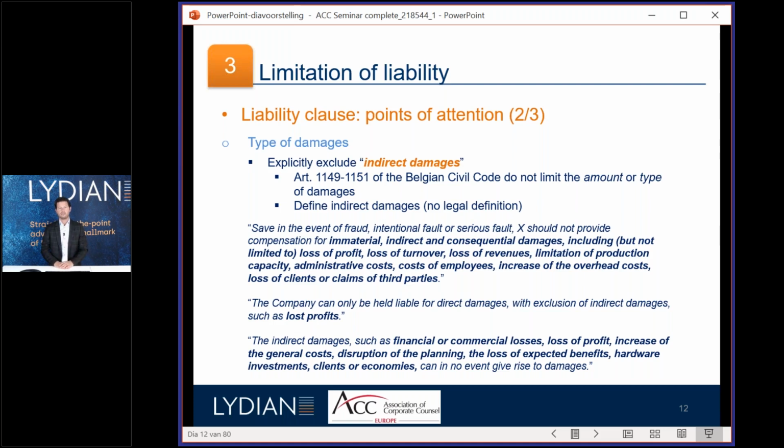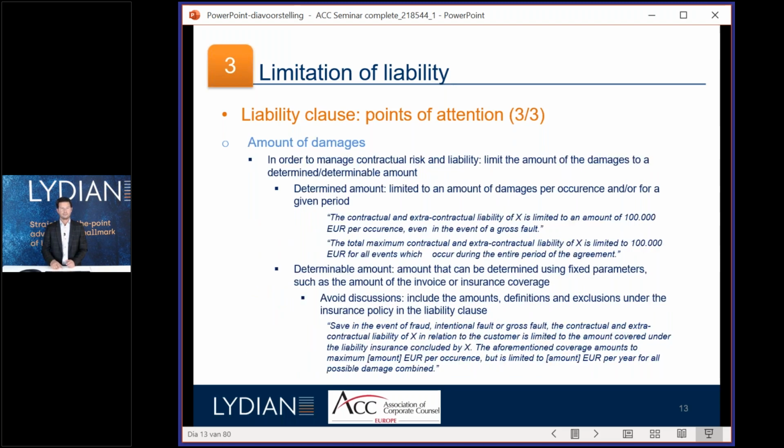I've also inserted some examples of indirect damages like loss of revenues, loss of profit, and so on. So it's really recommended to insert a list or to check, at least in your agreement, that there's a list of indirect damages, a definition of that is a non-exhaustive list, and that all other damages can also be part of that definition. The amount of damages, how can you limit it?